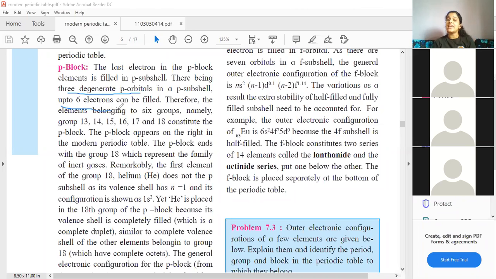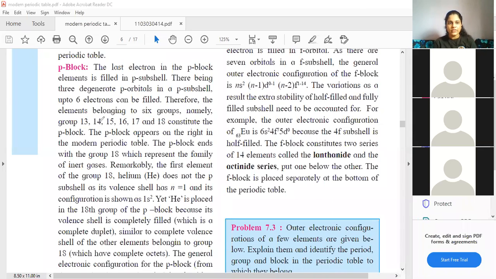And up to 6 electrons can be filled, because students, every orbital has the capacity of 2 electrons. So p has 3 orbitals, 3 twos are 6. So overall the p subshell can hold up to 6 electrons. That is the reason in P block we have 6 groups. Therefore the elements belonging to 6 groups, starting from 13 to 18, constitute the P block. All right, fine. So this is something you all know.